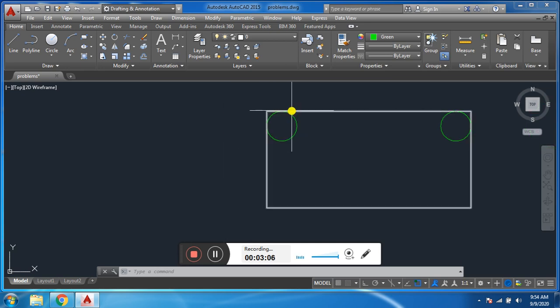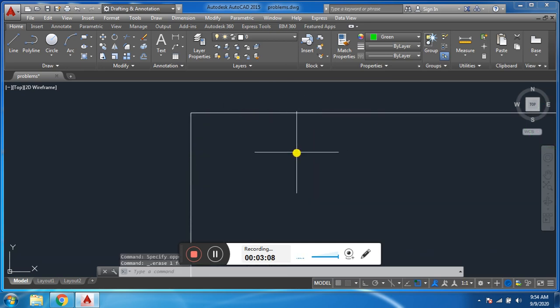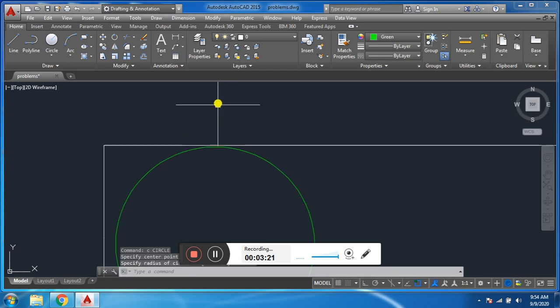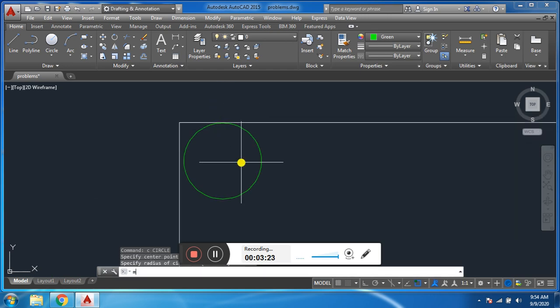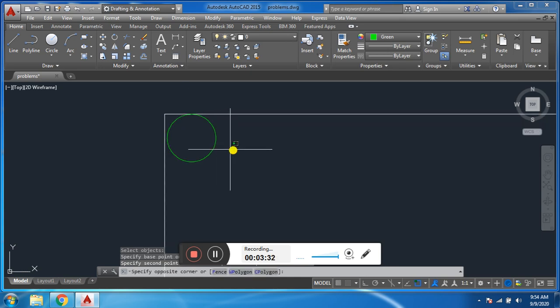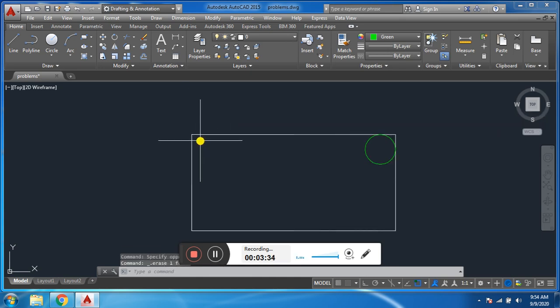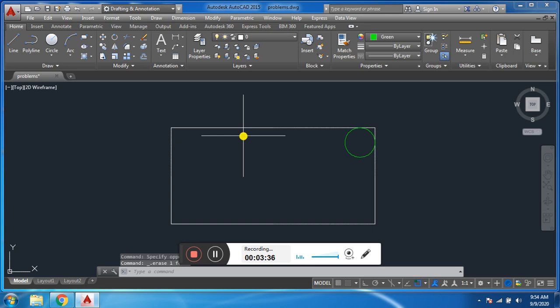Similarly, if we want to draw a circle without the tangent option, it will be very difficult. For example, C, enter, I want to draw a circle with this point for tangent. It is very difficult. I will have to move it again and again, and it may waste a lot of time, but using the tangent command it is very easy.